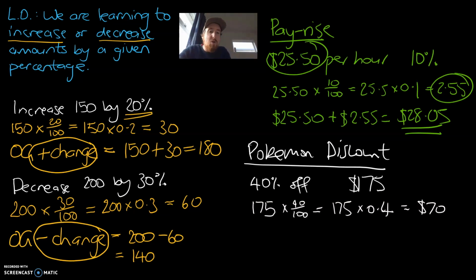Okay, I'm then going to actually do that math. So I'm going to do the original amount, 175. I'm then going to subtract the amount I'm saving, that's the 40% off the price. And that means I'm actually going to be paying $105 for those Pokemon cards. And I think that's really cool. That's a really good discount. I'll definitely do that if that was a real scenario.